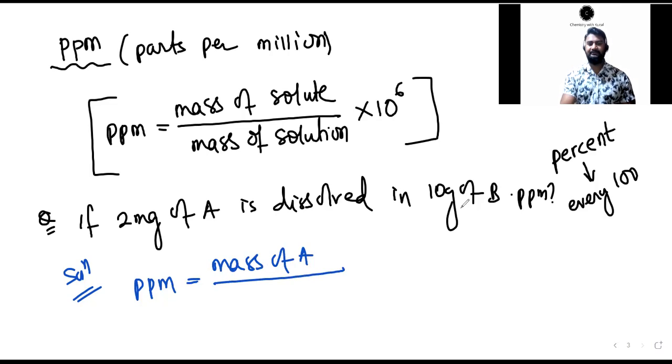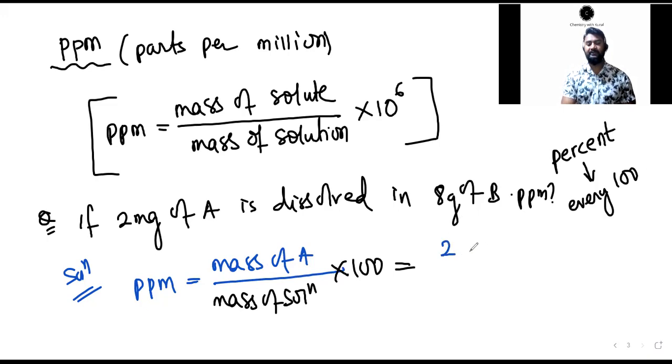So let me take it as 8, so that the things can be made simpler in calculation. So let's assume that this is 8. Okay. So what is the mass of solution? We'll add them up into 100. So what's the mass of A? So mass of A is 2 milligrams, meaning 2 into 10 to the minus 3 grams. What's the mass of B? 2 milligrams plus 8 grams.